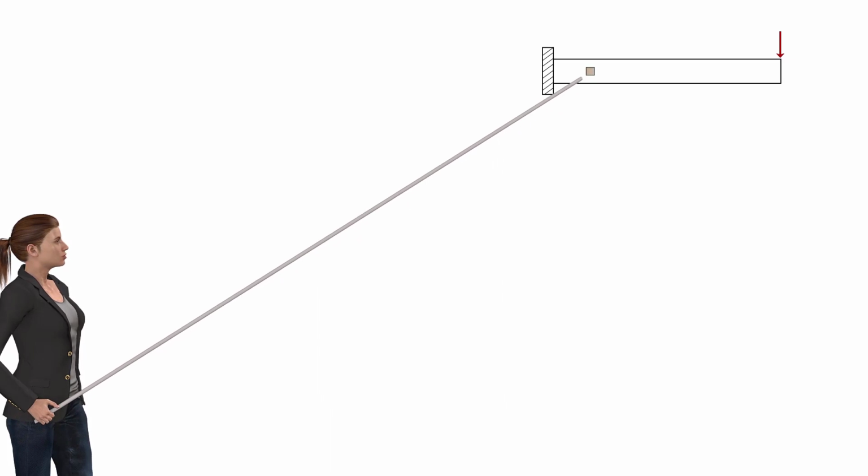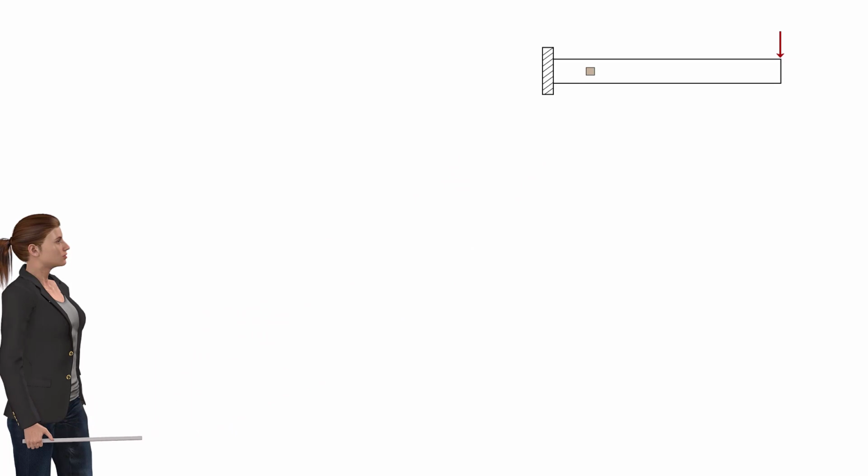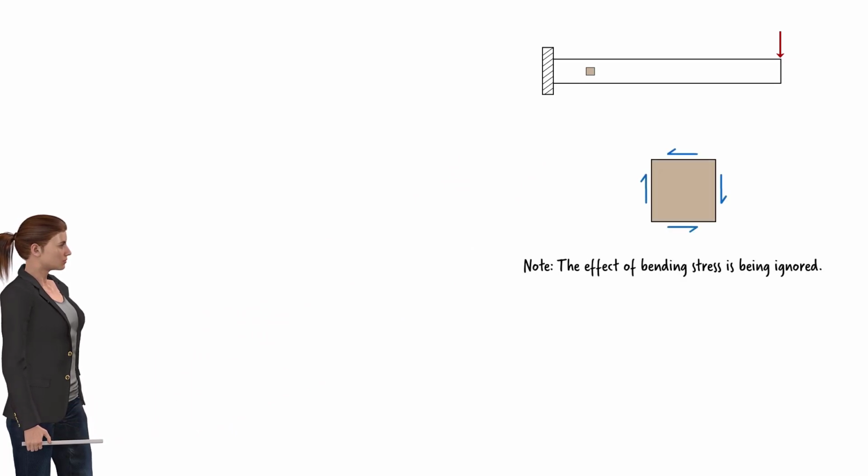Suppose we have a cantilever beam subjected to a large point load. Consequently, a significant shear force develops in the beam. Consider a small stress element near the support as shown here. We can draw the state of shear stress for this element like this. Note, in this discussion, our focus is on the shear stress in the beam. We are ignoring the effect of the bending stress on our element.